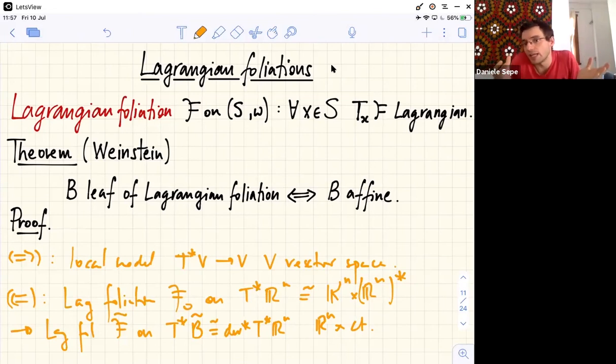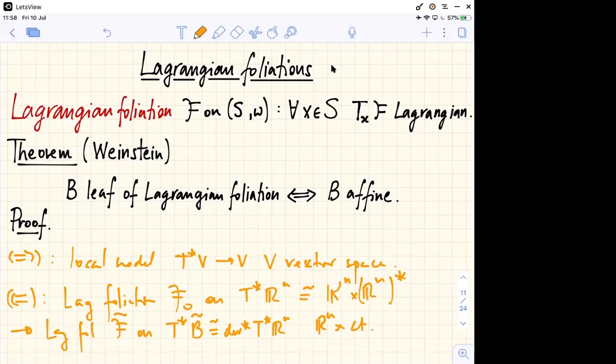So then you get a Lagrangian foliation on the cotangent bundle of B. So Weinstein says, hey, just take any horizontal distribution associated to an affine connection determined by this data. But this is the construction. So I don't have room to write everything, but I said everything. So any questions about these results?